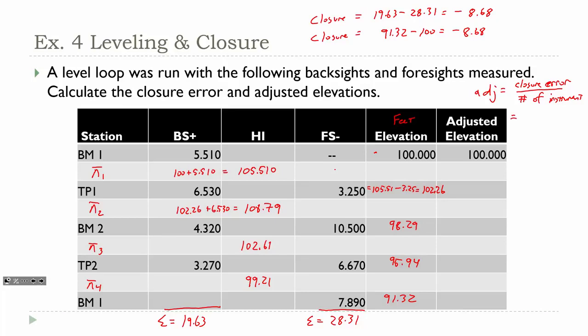So our adjustment needs to be positive. If we have negative error, we need to add those adjustments. So it would be plus 8.68 divided by 4, which would be 2.17. Then our adjusted elevation here is going to be equal to what? For this one, we can take 102.26 plus 2.17. 104.43.